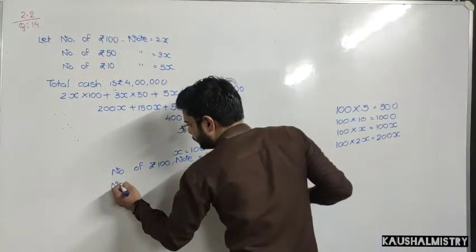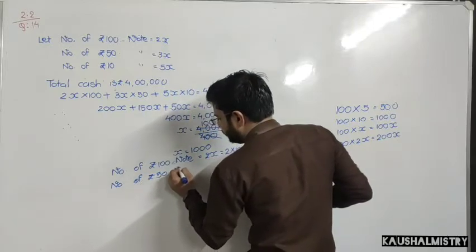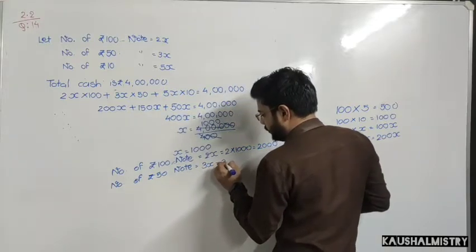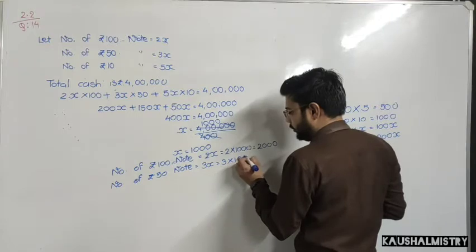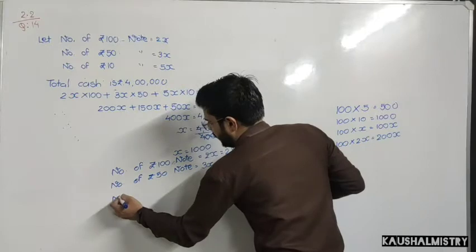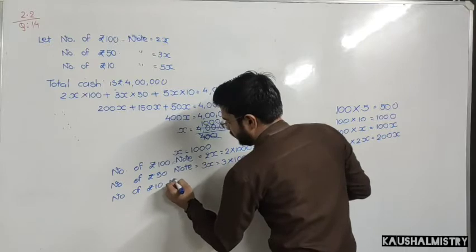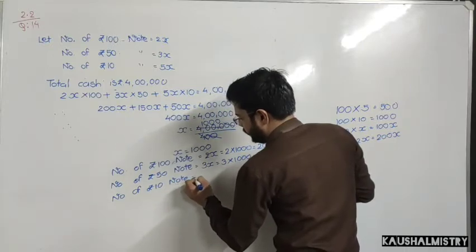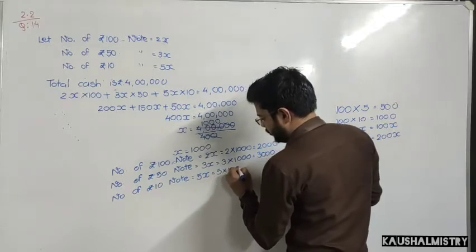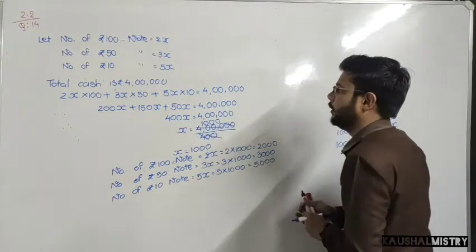Number of 50 rupees notes is equal to 3x, 3 multiplied by 1000, मतलब 3000, right? And the number of 10 rupees notes will be equal to 5 into x, that means 5 into 1000, 5000, right? Okay.